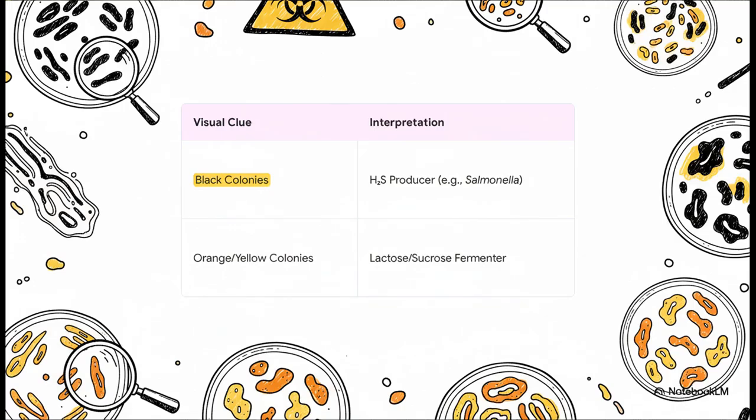Next up, Hektoen agar. The big thing we're looking for here is H2S production. If your organism produces hydrogen sulfide, it reacts with an ingredient in the agar and creates these really striking black colonies. This is basically a smoking gun for pathogens like Salmonella. Seeing black on an HE plate, that's a huge break in the case.